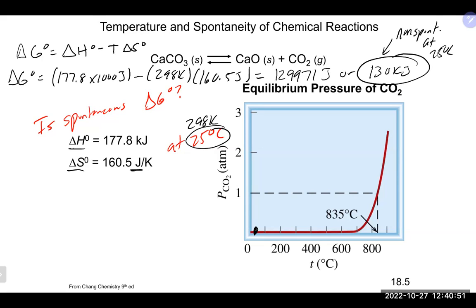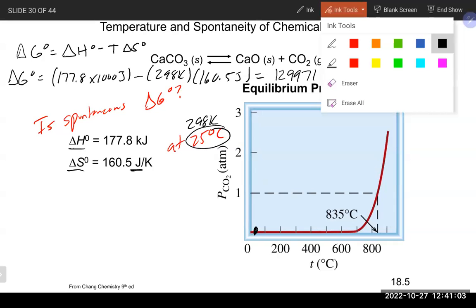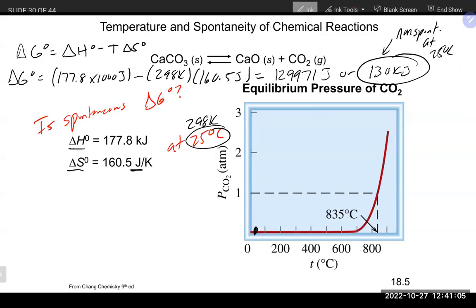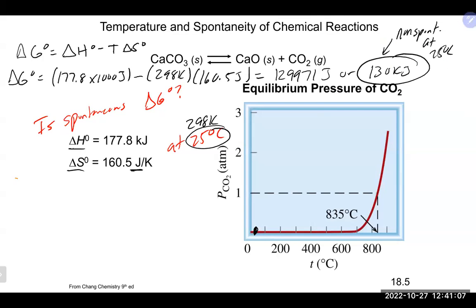So if we wanted to determine at what temperature this reaction would become spontaneous, we could actually do that as well using the same formula. For example, I know this reaction is definitely non-spontaneous at 25 degrees, so we could figure out at what temperature it would become spontaneous.